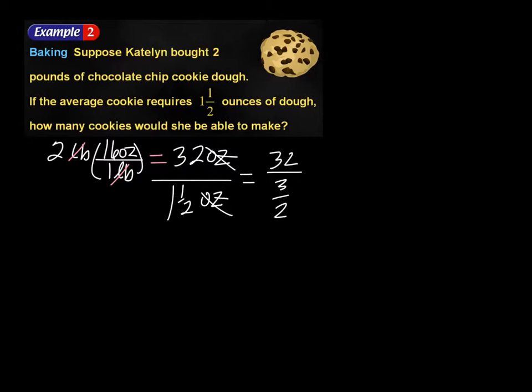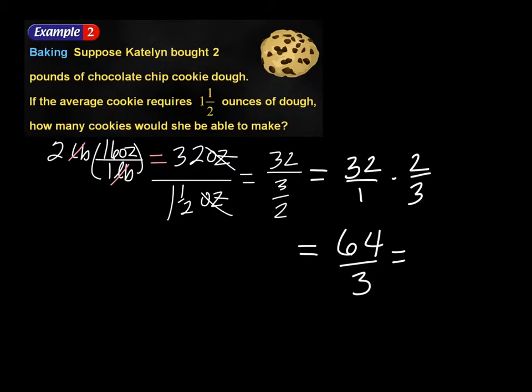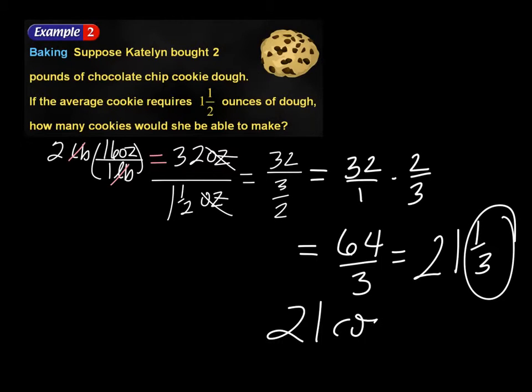And we want to change 1.5 to an improper fraction, and then that's going to be the same as 32 over 1 times the reciprocal of the second number. So it looks like she could make 21 1/3 cookies. I'd probably eat the 1/3, so 21 cookies.